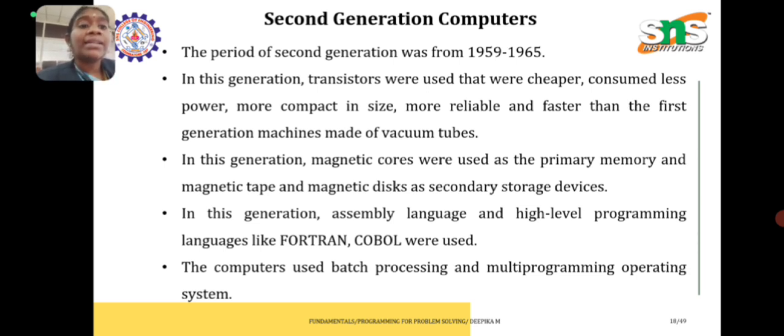In this generation, magnetic cores were used as primary memory, and magnetic cores are nothing but cores like a tape and disc. This magnetic core is used as primary memory. Primary memory is nothing but permanent memory, and magnetic tape and magnetic disc are used as secondary storage devices. In this generation, assembly language and high-level programming languages like Fortran and COBOL were used. The computer used batch processing and multi-programming OS.